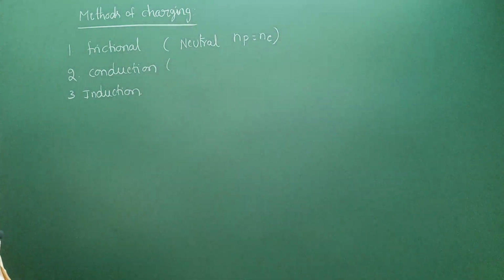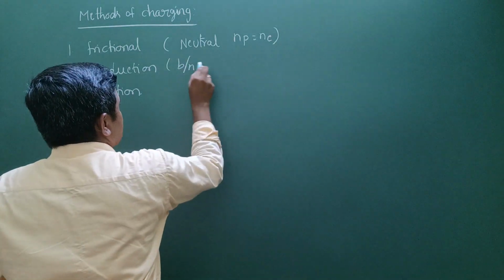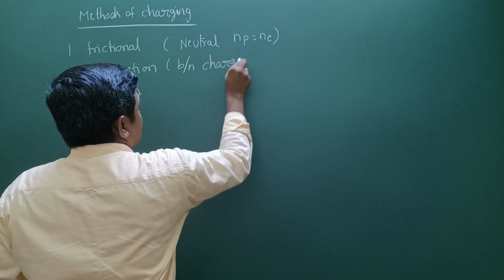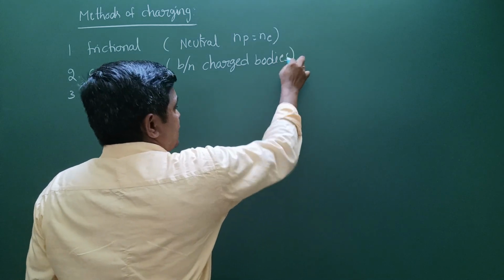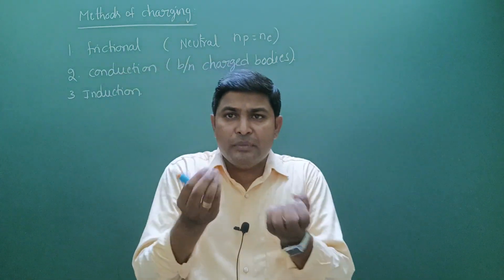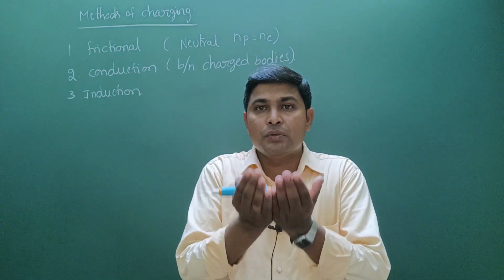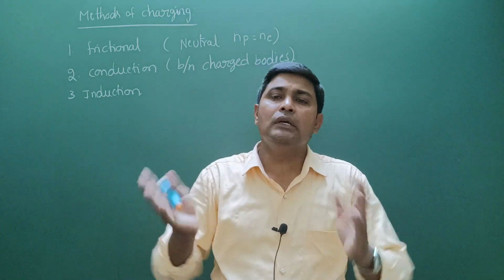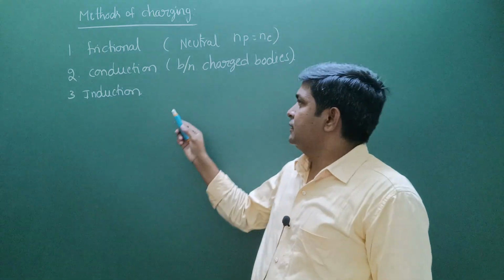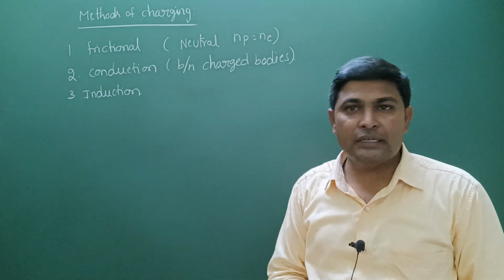Conduction method will happen between charged bodies. Why? Because even though they are already charged, when we make them come into contact, meaning if we touch two charged bodies, the charge can transfer from one body to another body. That's why the conduction method can happen between charged bodies.